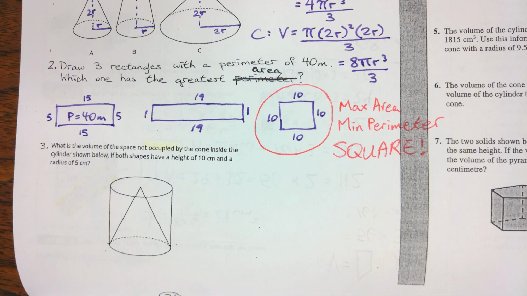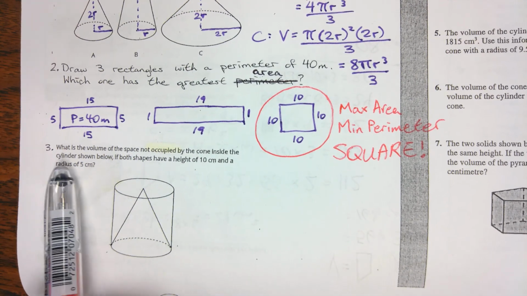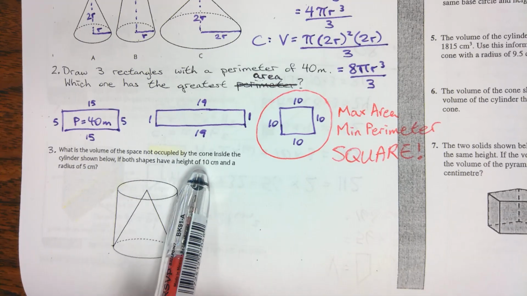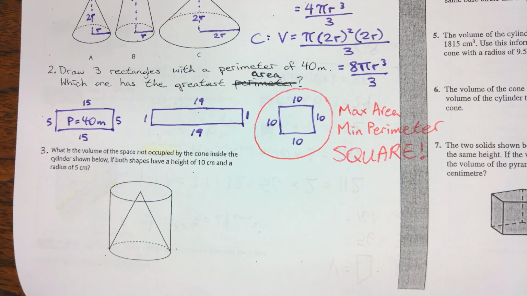What's the 3D shape of a square? Yep, cube, right. So same idea applies with maximum volume, minimum surface area. One last thing I want to talk about. What is the volume of the space not occupied by the cone inside the cylinder shown if both shapes have a height of 10 centimeters and a radius of 5 centimeters?